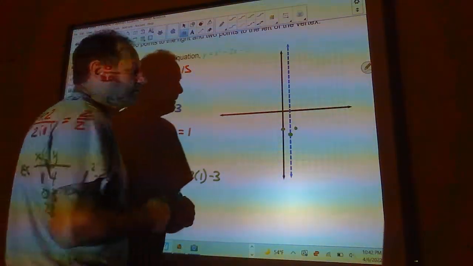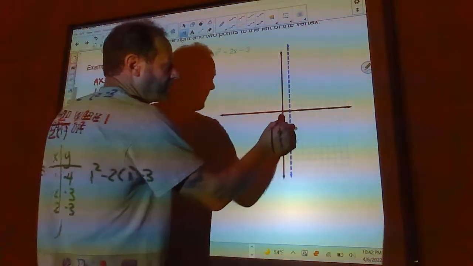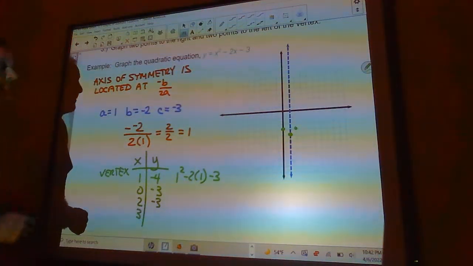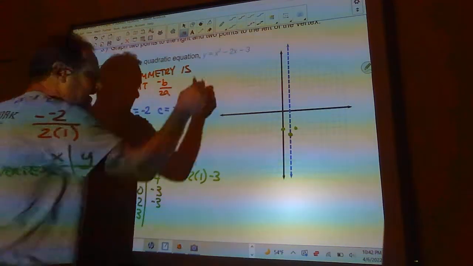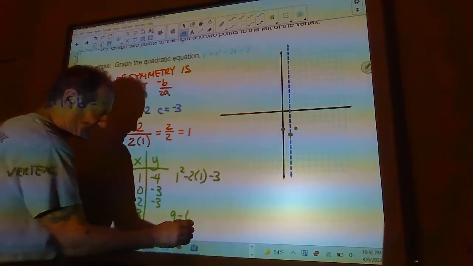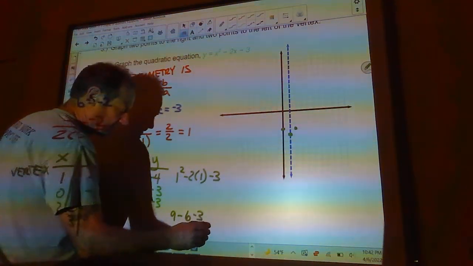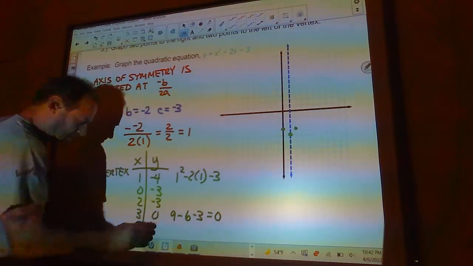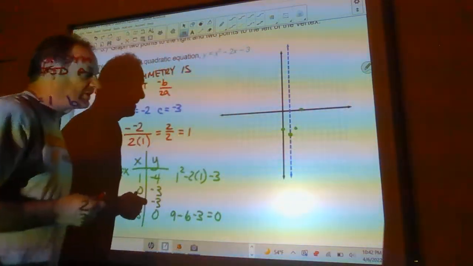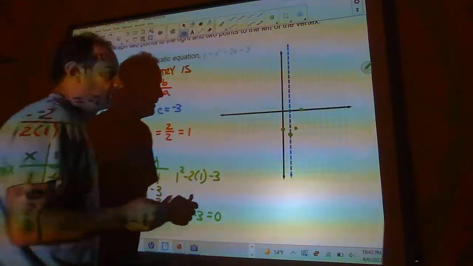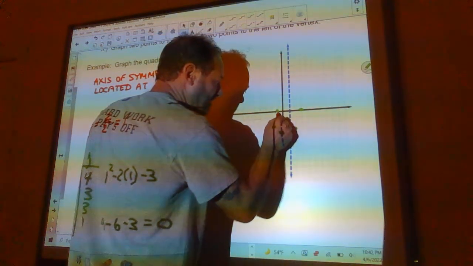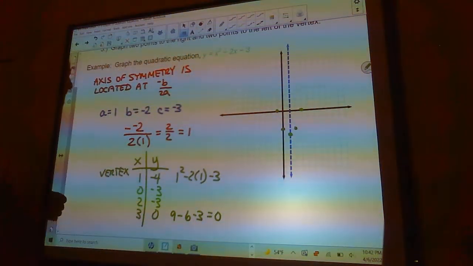Okay. Now, another nice one to do would be to put 3 in here. If I put 3 in here, 3 squared is 9, minus 2 times 3 is 6, minus 3. So that's going to be 0. 3, 0 is going to be on the graph right here. Now, that's going to give me another point because it's symmetric. I'm 2 to the right here, so I go 2 to the left. That point is also going to be 0.